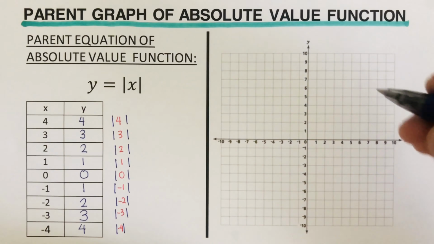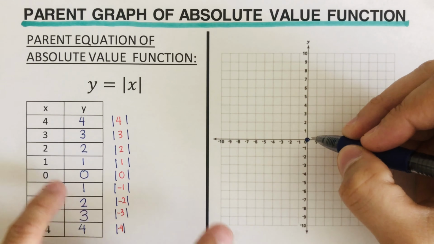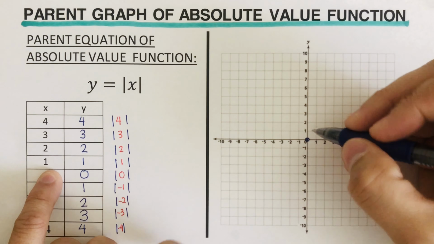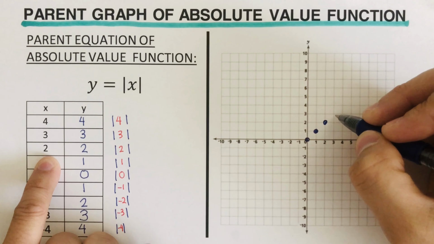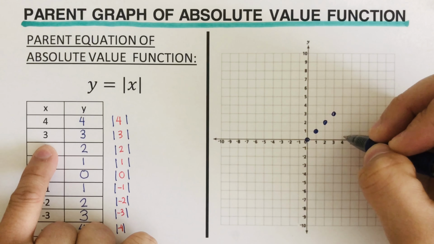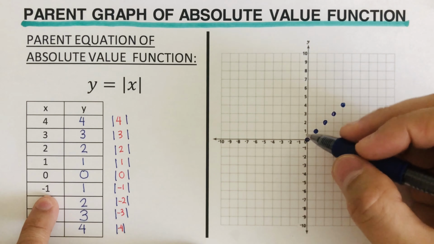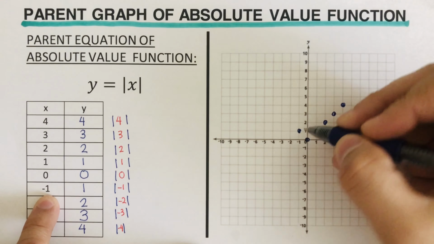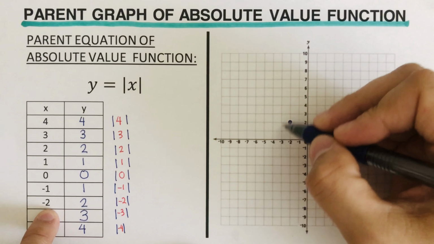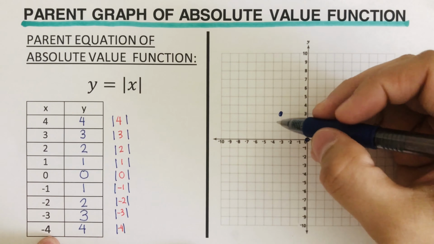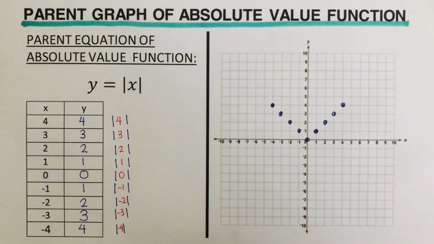So we start with 0, 0 right here. And then the next dot we go up 1 and 1. So it's going to be here. And then 2 and 2. And then it's going to be 3 and 3. And then 4 and 4. And then we go to the other side. That would be negative 1 and 1. So it's going to be here. Negative 2 and positive 2 is going to be here. And then negative 3 and 3. Negative 4 and 4.